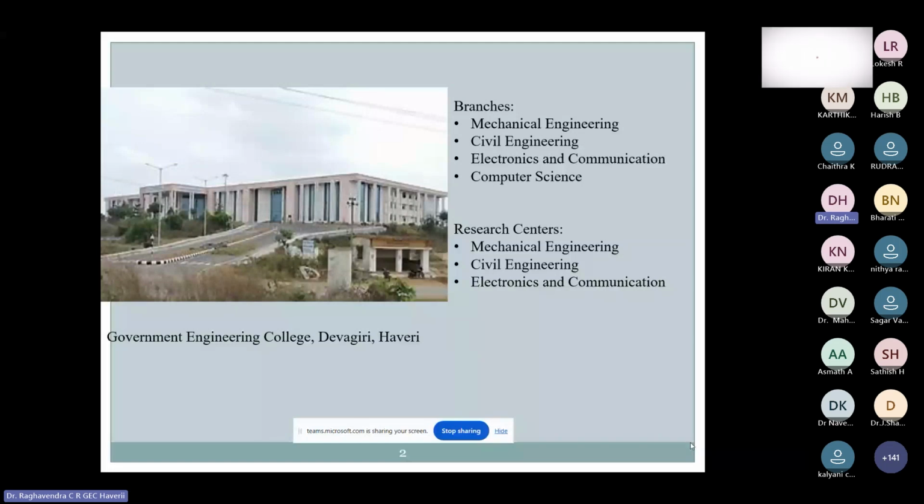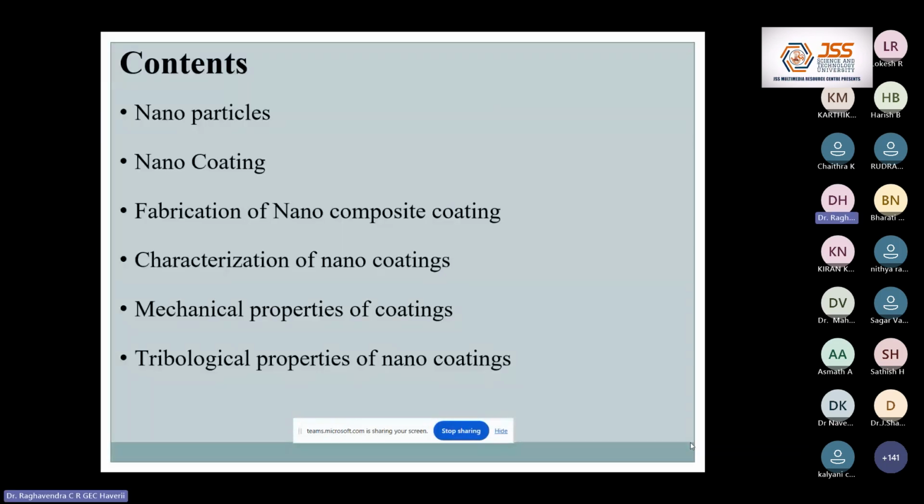I'll be talking about nanoparticles, how these nanoparticles are entirely different from microparticles, and how they play a vital and instrumental role in enhancing the functionalities of any of the substrates, irrespective of the substrates. And then I'll be talking about the coatings, in particular nano coatings, where we will be discussing the primary and the secondary phase particle coatings.